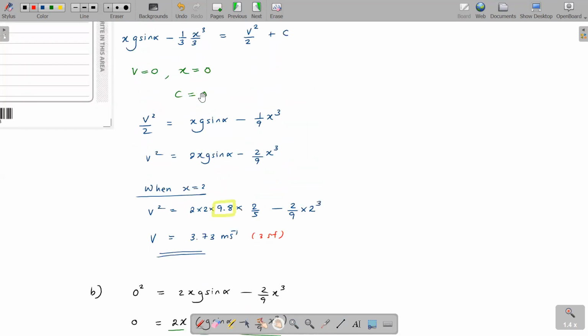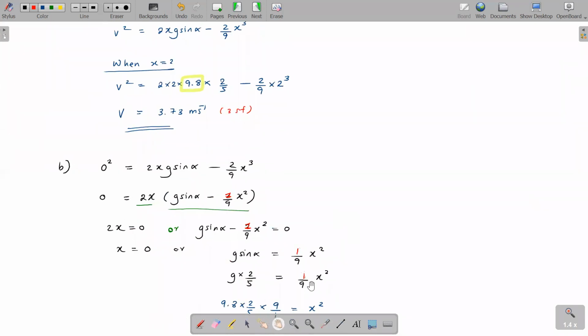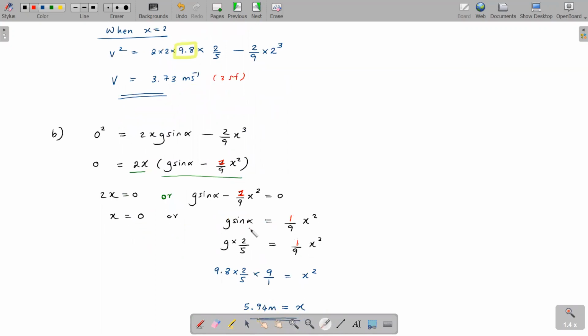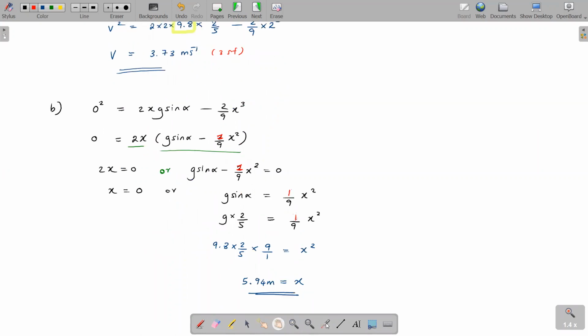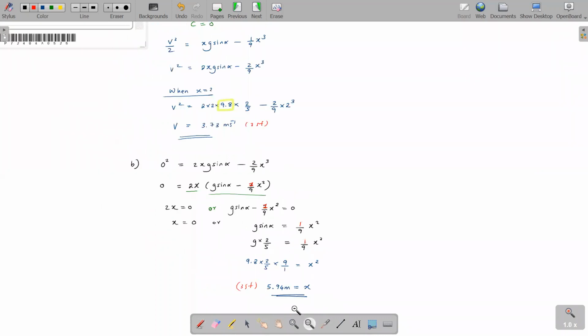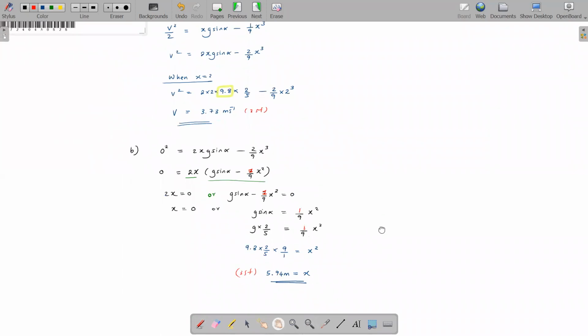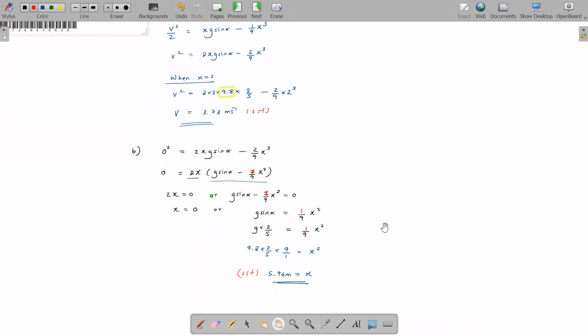We know that v0 is at x equals 0. And the other one, g sine alpha minus 1 over 9 x square is 0. So g sine alpha equals 1 over 9 x square. So you can see I've input the sine alpha value and you can get the x square, right? If you input the g as 9.8, you can give your answer here to 3SF or 2SF. And so this is the x value. So just 2 marks, right? So you really don't have to think much. Okay.